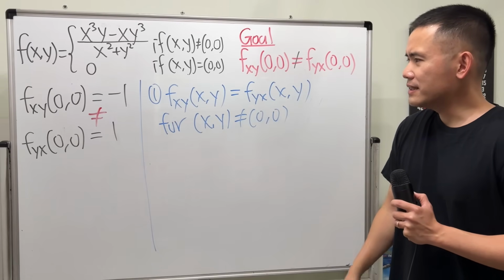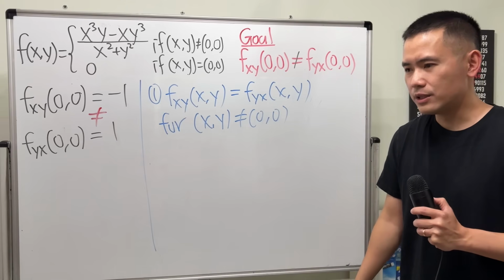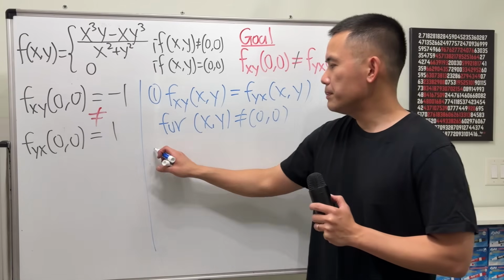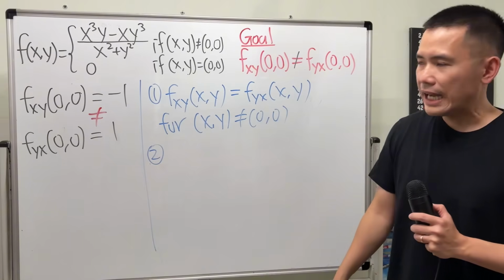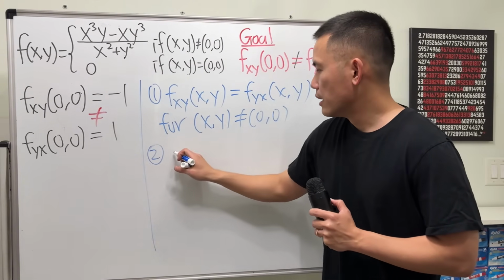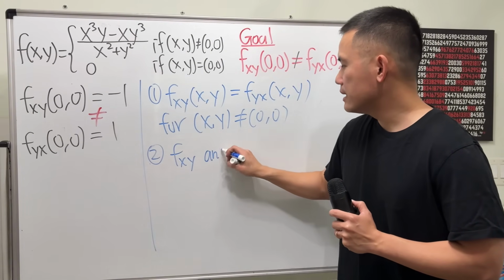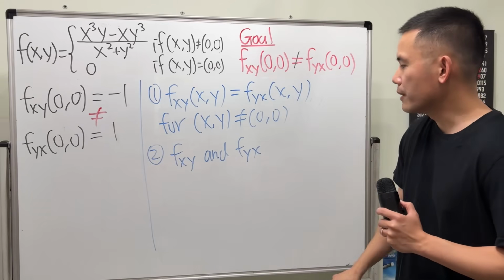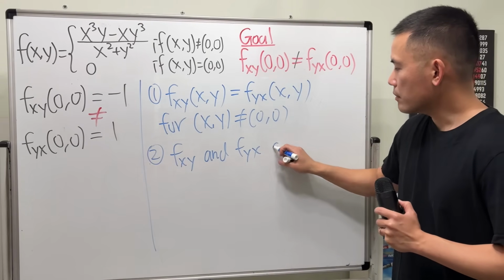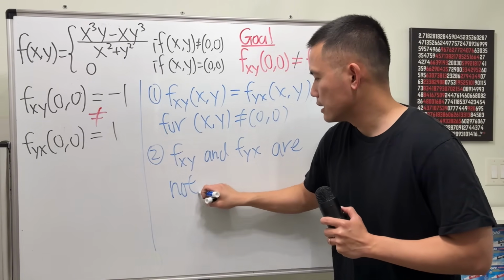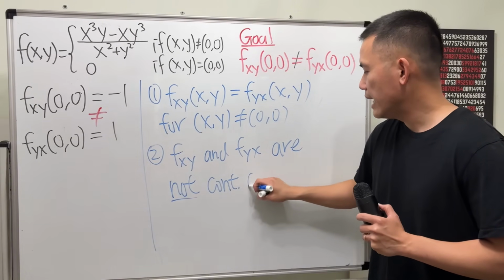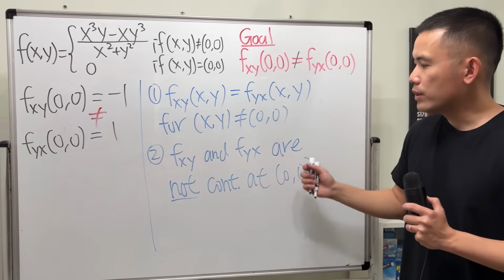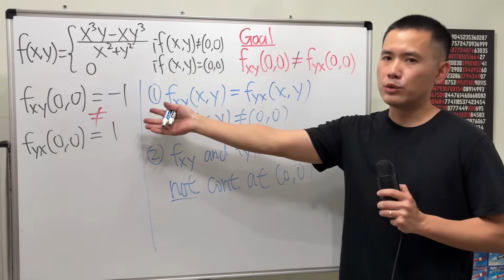And now you might be wondering, why is that though? Because doesn't the Clairaut theorem say mixed partial derivatives are always equal? No, it's not always equal. It depends on the condition. And the condition is that, in this case here, f sub xy and f sub yx, in fact, they have the same expression. But anyway, so I'll just say this right here. This and that are not continuous at the origin. So when you don't have continuous mixed partial derivatives, well, you might run into that situation.